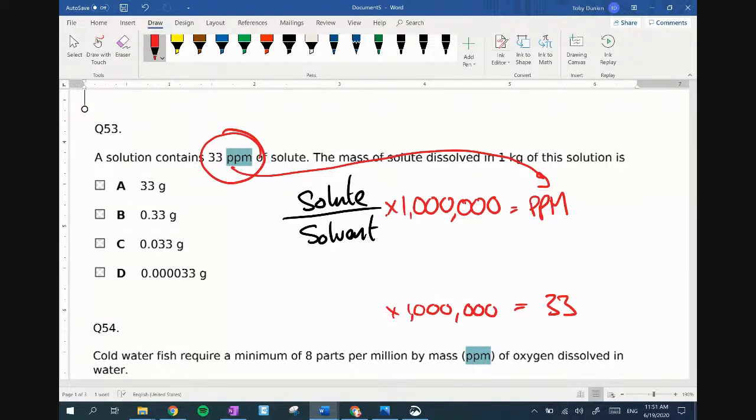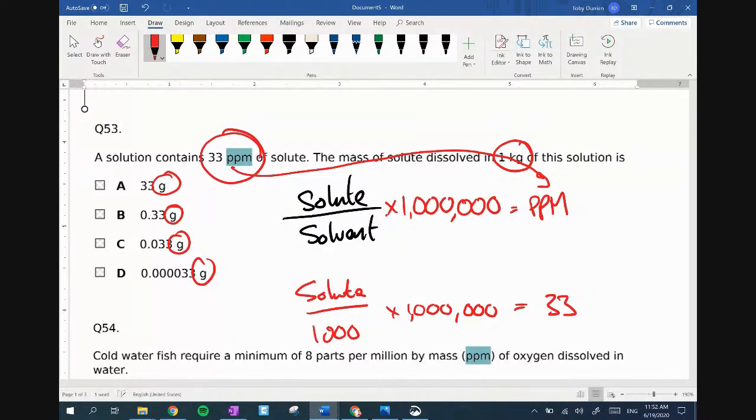And it says the mass of solute. So we want the solute and it's over 1 kilogram. So if I keep kilograms, I'll get it out per kilogram. But what I'll do is I'll convert. Oh, they want it in grams. There's a trap in there. Look at that, that's clever. So I need to remember to convert.